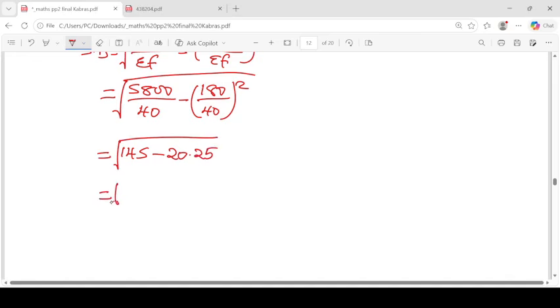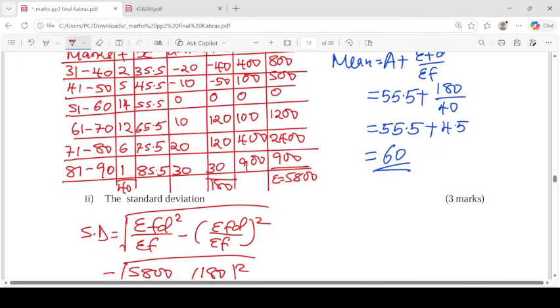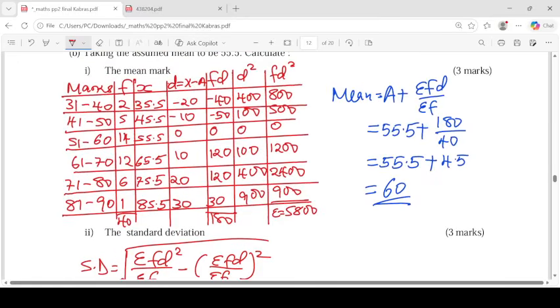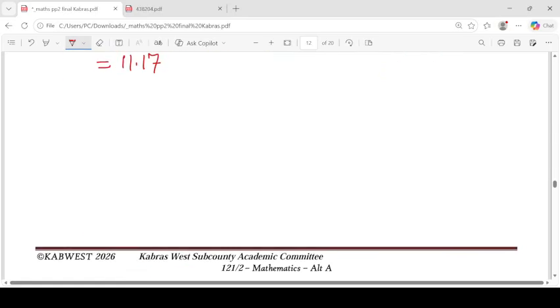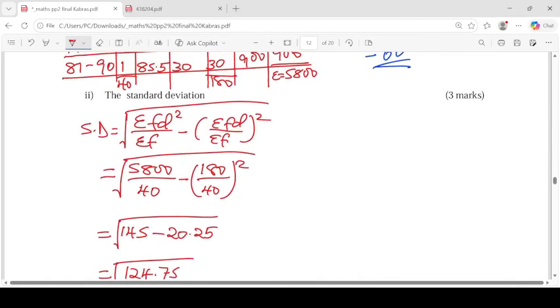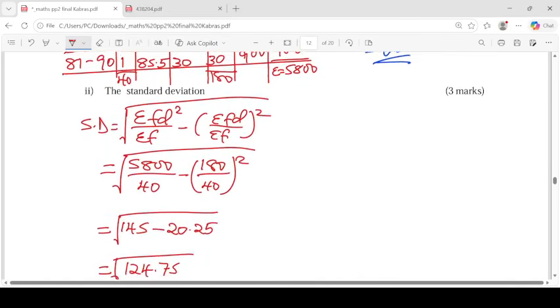So this is the root of 145 less that, you get the root of 124.75, and this is 11.17. Yes, 11.17. I hope you can see exactly what we've done in that particular step.